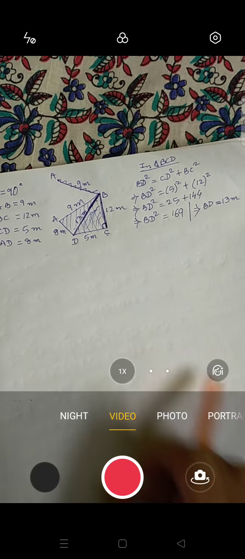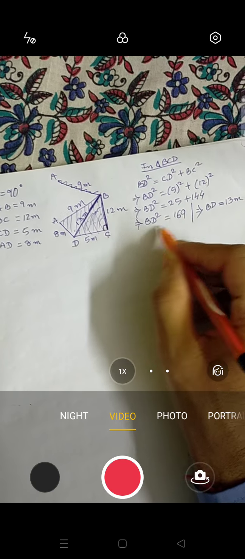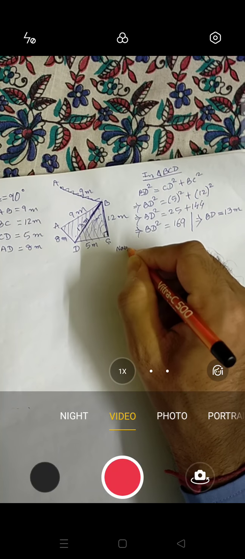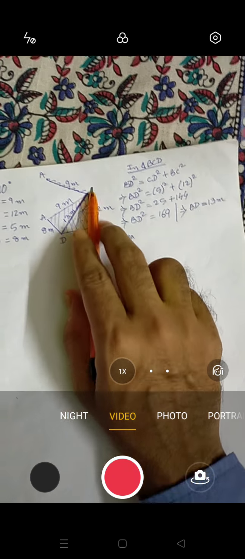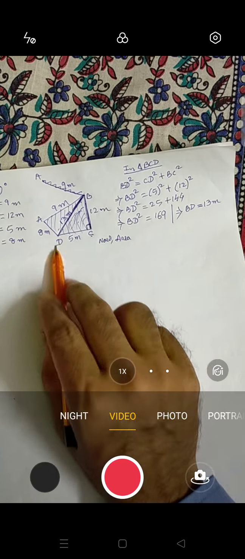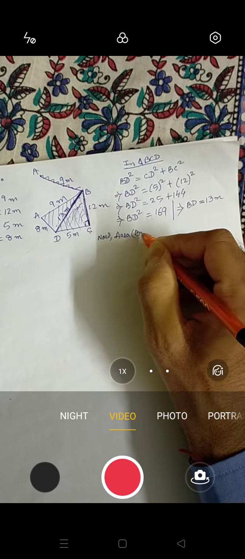Okay, so I am writing it over here only. So we got BD equals to this much. Now I am writing it here. Now area, I can write this name only. So I am writing in bracket BCD. Any problem?